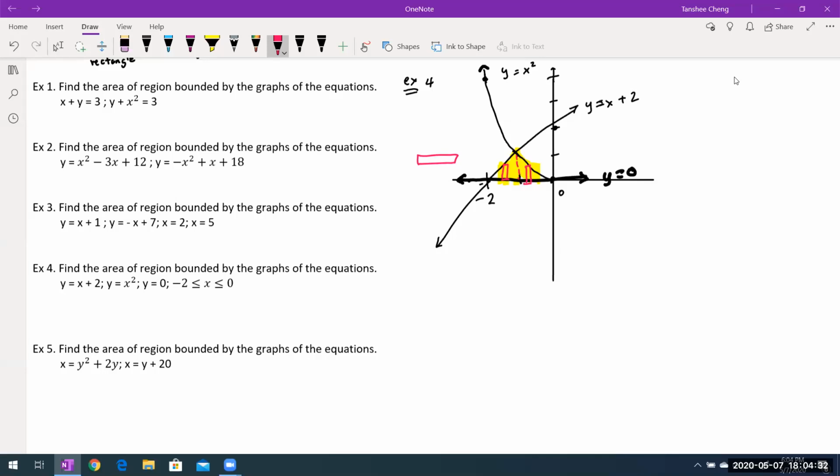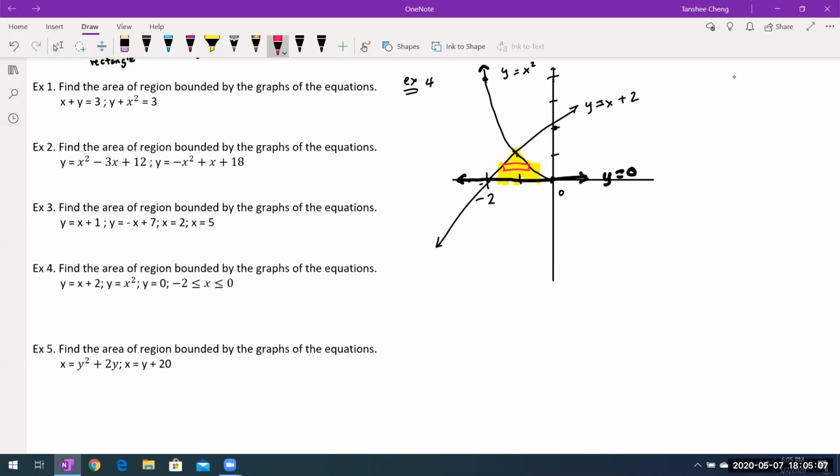Okay? But for the horizontal rectangle, then the problem is not much of a problem. What we're going to be looking at now for the horizontal rectangle is our top function, right? Our top function will be this parabola, and then the bottom function will be what? The line, because that's below the x-axis, on the left side of the y-axis, I would say.